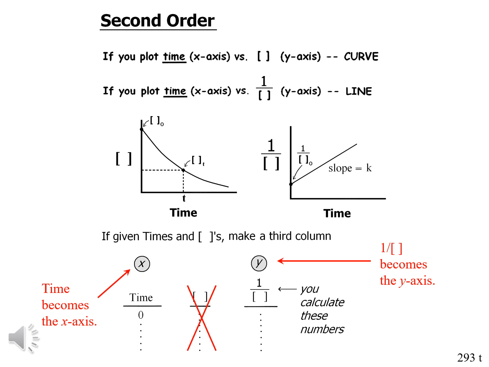So you're still going to make a third column for second order. The difference is that the third column is not going to be ln this time. It's going to be reciprocal. And you're going to take the difference between 2 of the y's and 2 of the x's again in order to get the slope. So it's the same process as for first order. It's just that the third column is different.